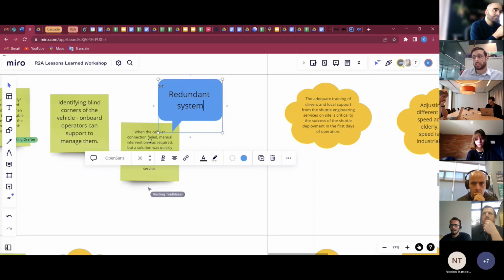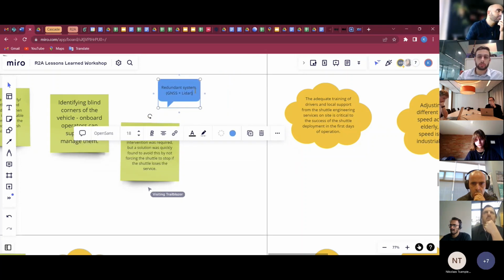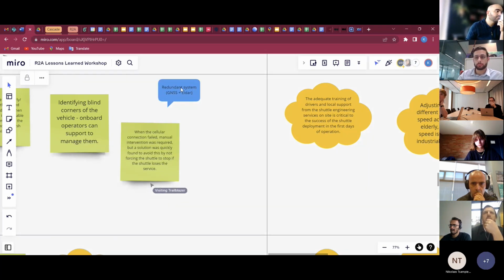And I guess that's what's meant here when you're talking about a solution that was quickly found to avoid this, not by forcing the shuttle to stop, but to find another. And you can set priorities with it if you want to. But I'm happy to hear from Avero if this is what Avero meant.